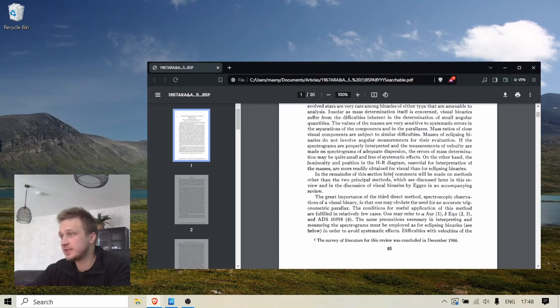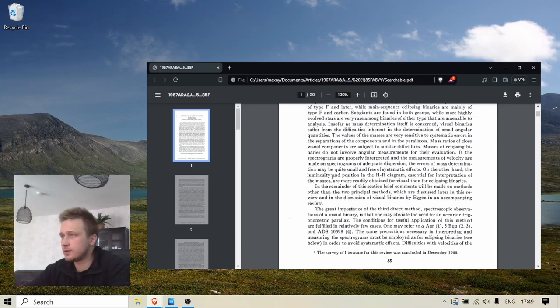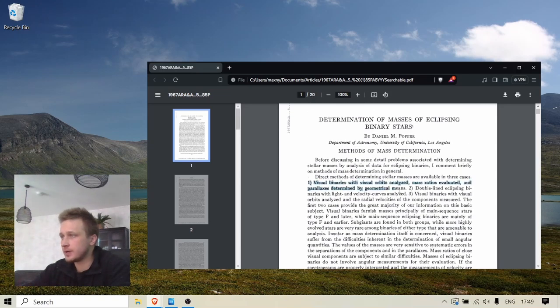In the remainder of this section, brief comments will be made on methods other than the two principal methods, which are discussed later in this review, and in the discussion of visual binaries by Egan in an accompanying review. Okay, the great importance to the third direct method in spectroscopic observations of a visual binary. So, okay, I think they're talking about this. So they're talking about it now as three different methods.